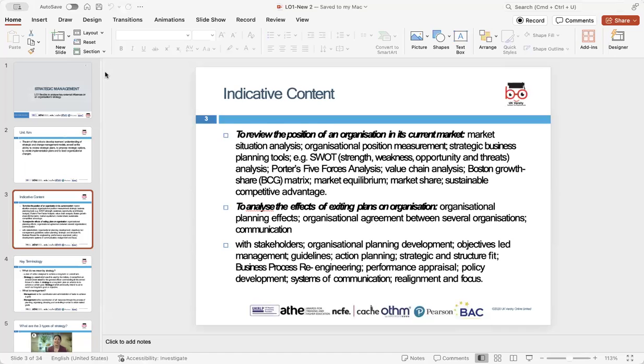If we talk about indicative contents: to review the position of an organization in its current market, market situation analysis, organizational position measurements, analyze the effect of existing plans, organizational planning effects, organizational agreement, communication with stakeholders, organizational planning development, objectives led management and action planning, strategic and structure fit, and finally, business process re-engineering.